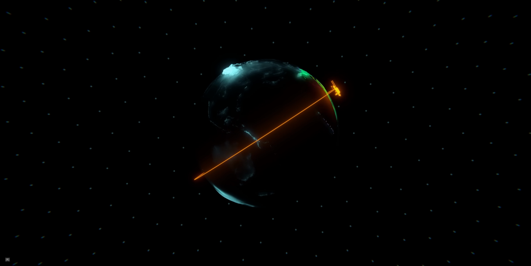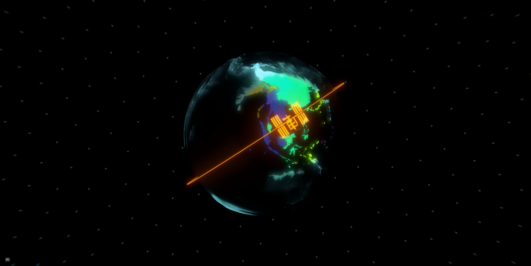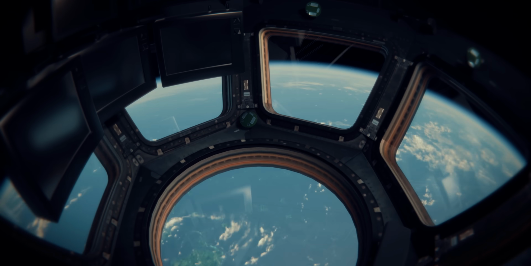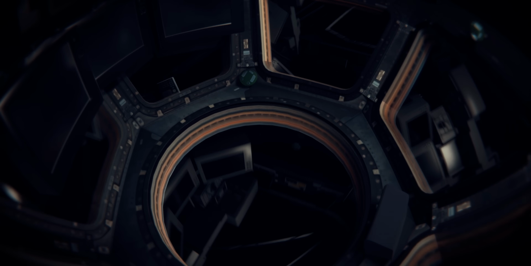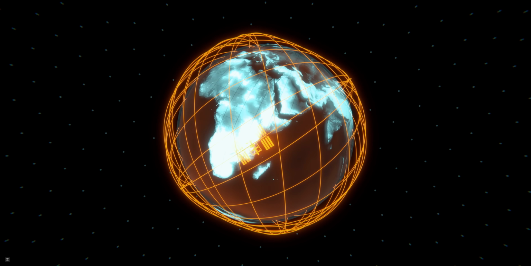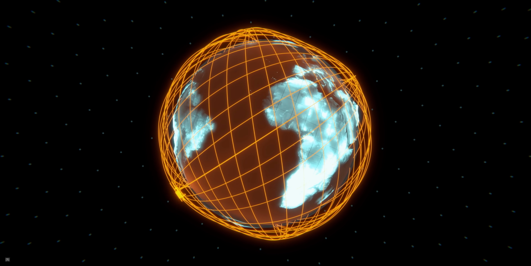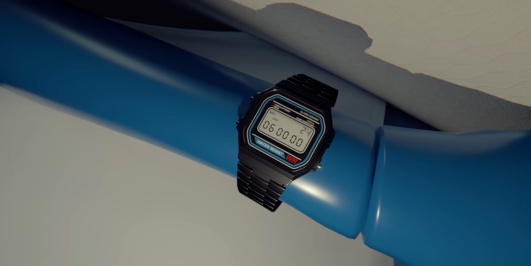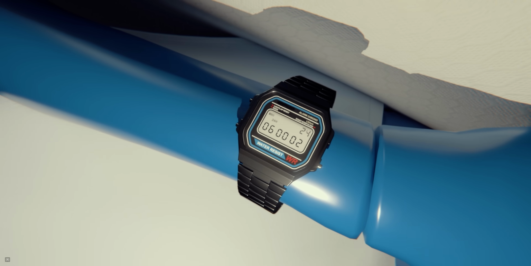The station hurtles through space at 28,000 kilometers per hour. Every 45 minutes, the sun either goes up or down. That's 16 days squeezed into 24 hours. 6 a.m. sharp, time to rise.